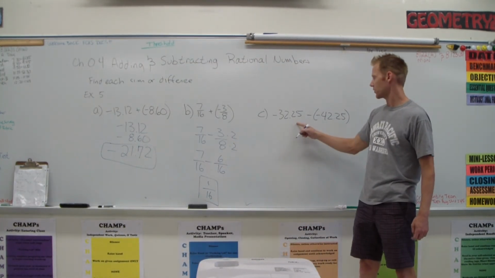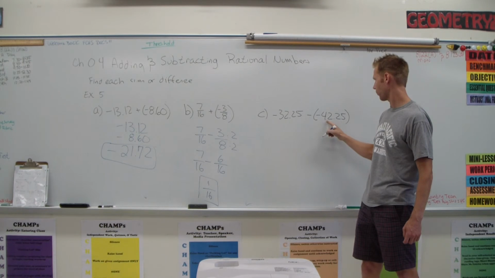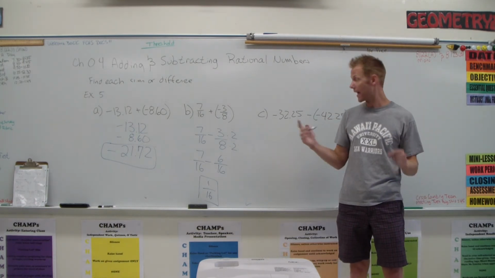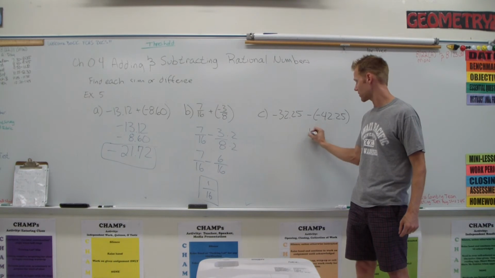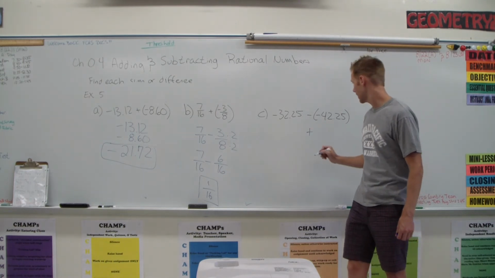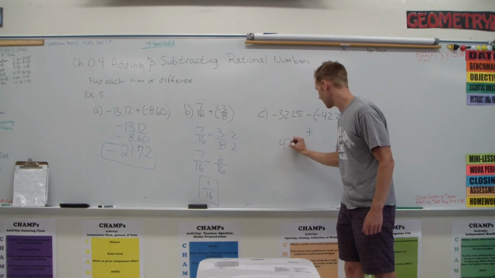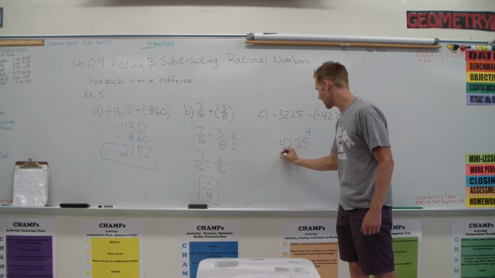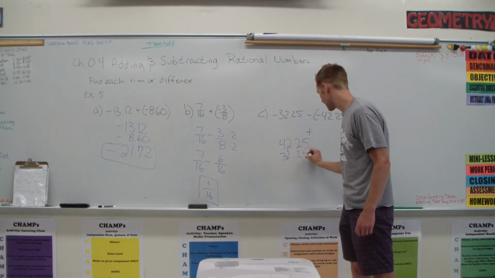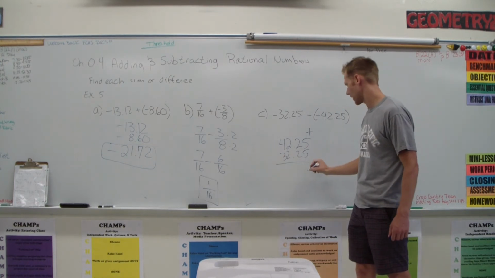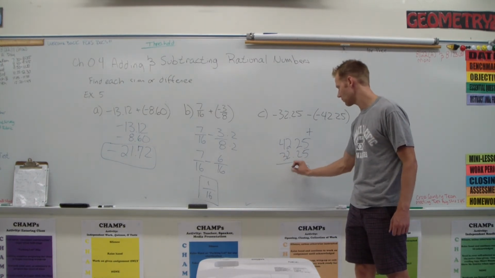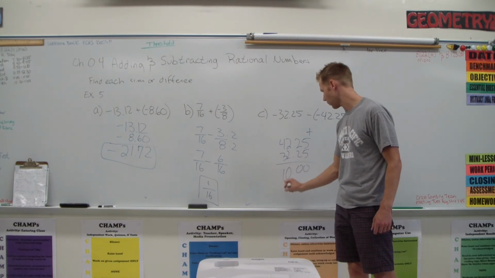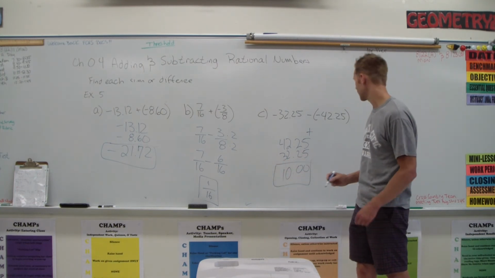Brings us down to C. I have negative 32.25 minus negative 42.25. Anytime you see two negatives in a row, you can change it to a positive. So I have $42.25, right? And I'm going to take away $32.25. If I have a quarter and I take away a quarter, it gives me 0. 2 minus 2 is 0, and 4 minus 3 is 1. I have $10.